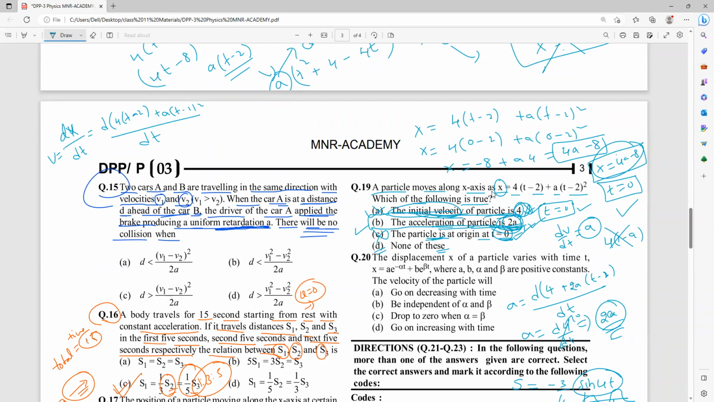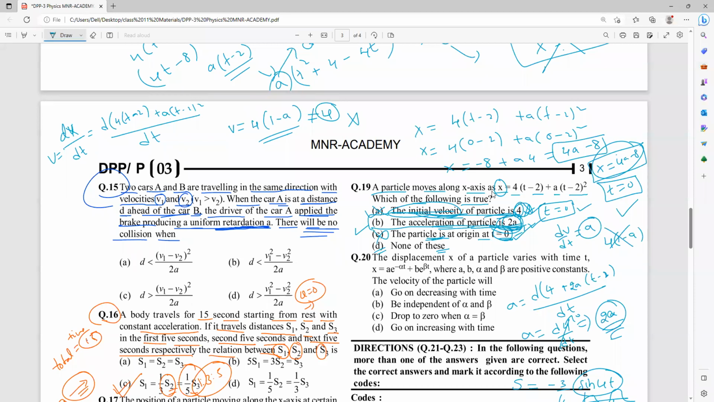Understood, everybody? Yes, sir. They are saying initial velocity is 4. The velocity is not 4. What is the velocity, everybody? 4 into 1 minus a. That is the initial velocity, which is not equal to 4. So option A is wrong.